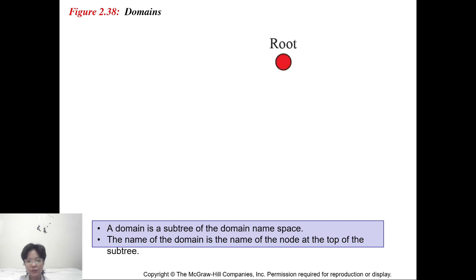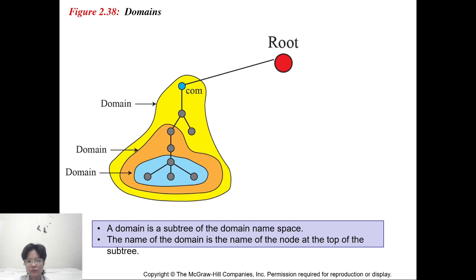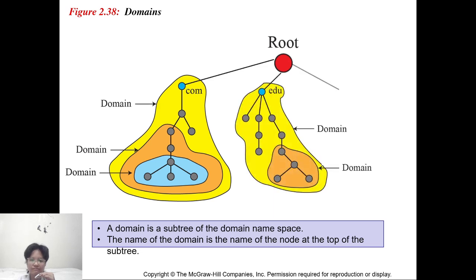Figure 2.38, domain. You can see the root, and under it the com domain and others. A domain is a subtree of the domain namespace. The name of the domain is the name of the node at the top of the subtree, and there are others like this.